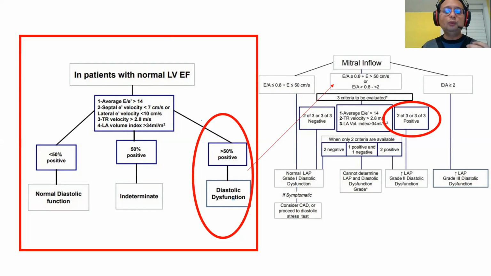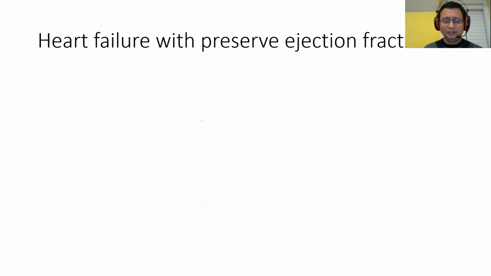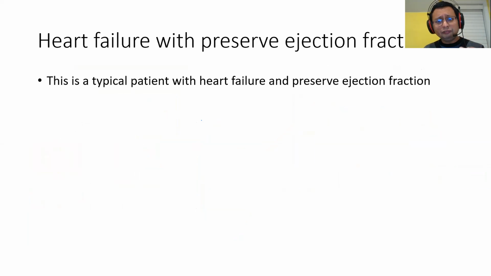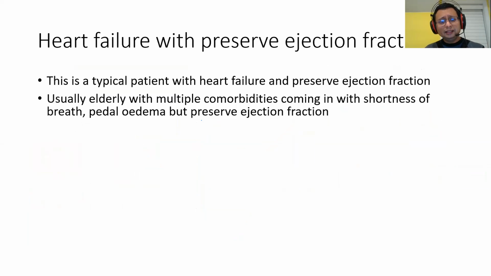So this is our third case. And this, ladies and gentlemen, is always missed. This is a typical patient that comes to you with heart failure with preserved ejection fraction. It's usually an elderly patient with multiple comorbidities coming in with shortness of breath and pedal edema, but with preserved ejection fraction. The only differential diagnoses of HFpEF are HFpEF secondary to cardiomyopathy like hypertrophic cardiomyopathy, amyloidosis or Anderson-Fabry disease, or the other one is constrictive pericarditis, which is coincidentally the title of our next talk.